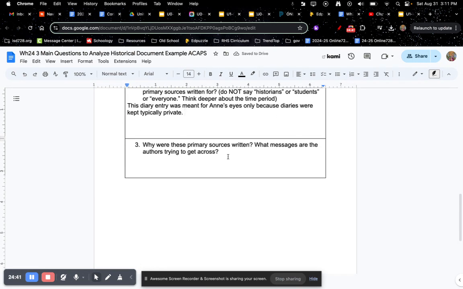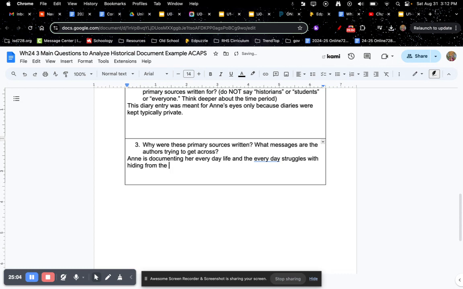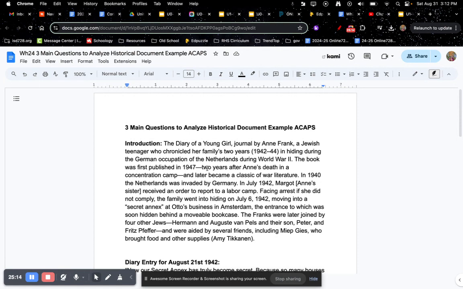And then third, why were these primary sources written? What messages are the authors trying to get across? So in this one, I would say something like, Anne is documenting her everyday life and the everyday struggles with hiding from the Nazis in World War II. Okay? There you go. Awesome. So that's the example of the three main questions to analyze a historical document.